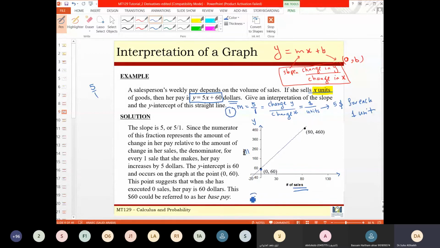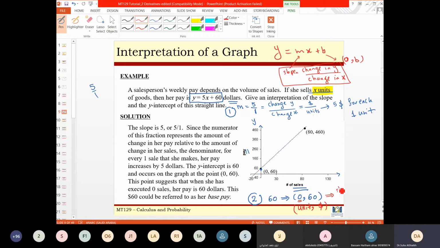Now we have to have a look at the intercept, which is 60. So the intercept 60 means the point (0, 60). In the point (0, 60), the 0 is the x, and we agreed that the x is the units, and the 60 is the dollars. So what does this mean? It means if she sells 0 units she's getting $60. This is the minimum payment she's having.